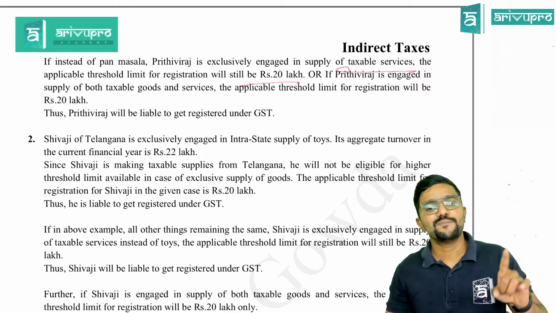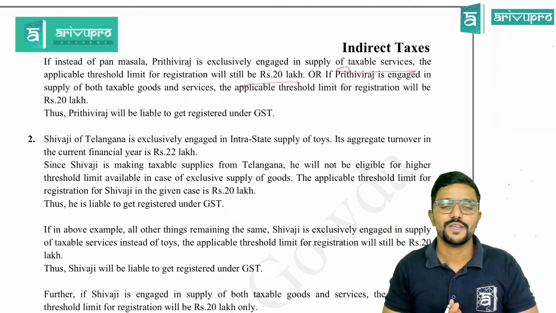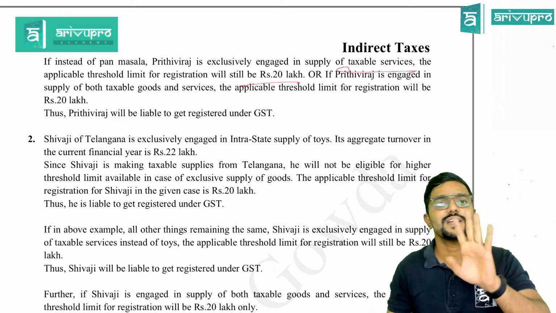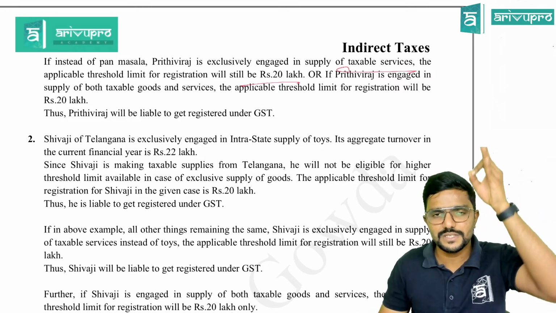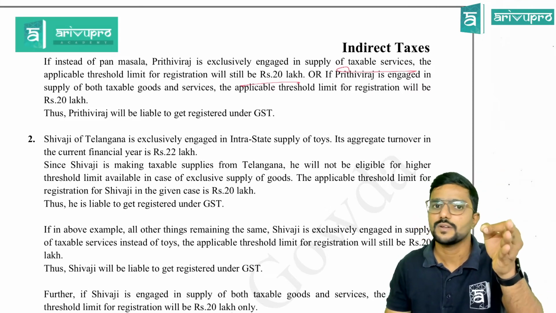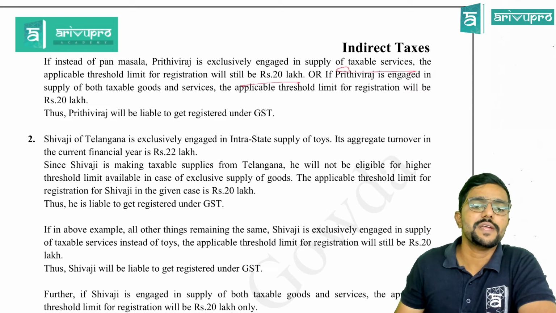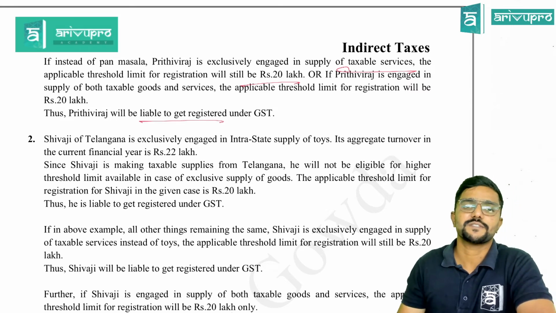Or if Prithviraj is engaged in supply of both goods as well as services, you are supplying both goods as well as services. What is the threshold for you? 40 lakh is again not applicable because 40 lakh is only for those who are supplying only goods. Clear? So the applicable threshold limit for registration will be 20 lakh. So in that case, he is liable to get registered.